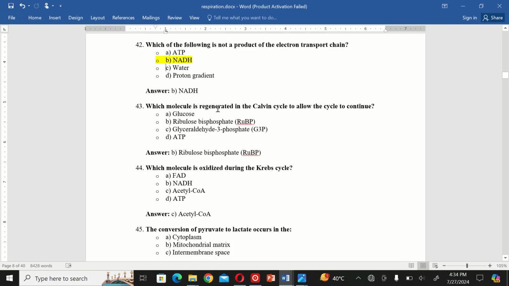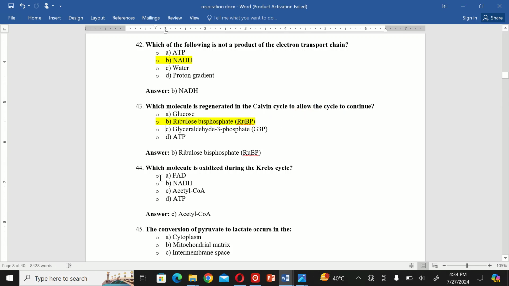Which molecule is regenerated in the Calvin cycle to allow the cycle to continue? A. Glucose, B. Ribulose bisphosphate, C. Glyceraldehyde 3-phosphate, and D. ATP. So the correct option is ribulose bisphosphate. B is the correct option.